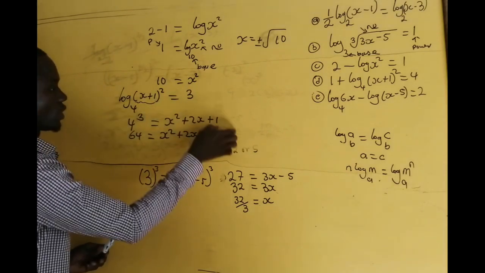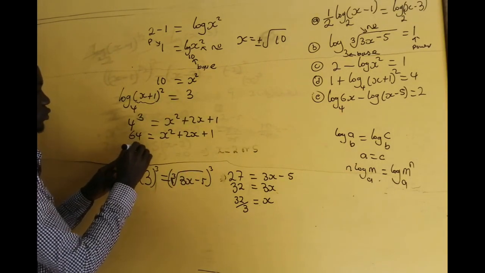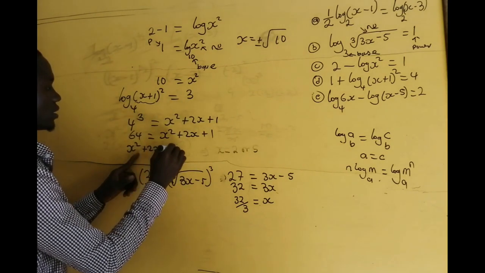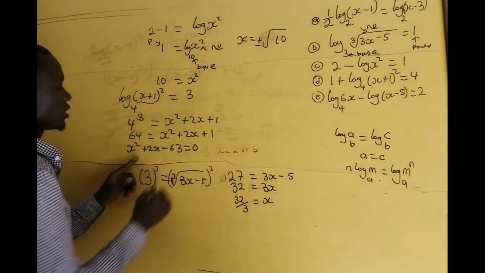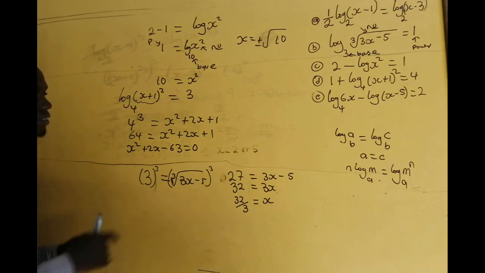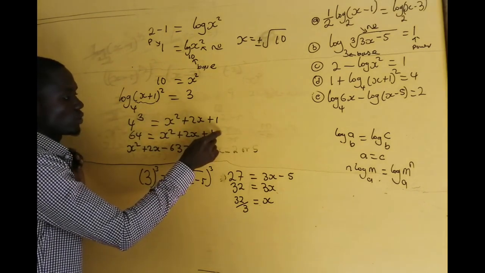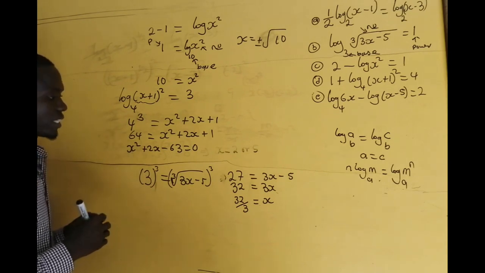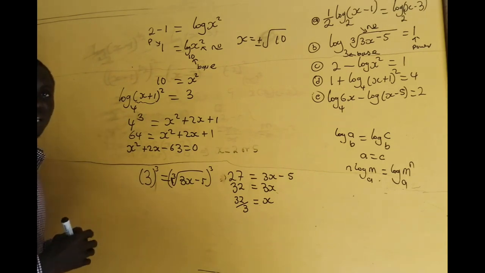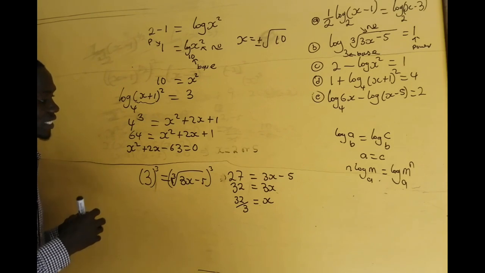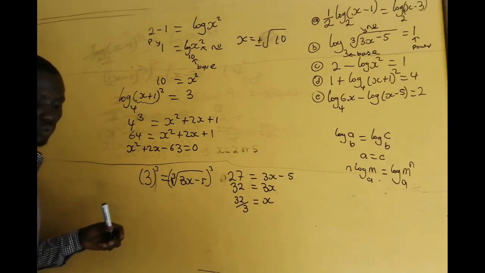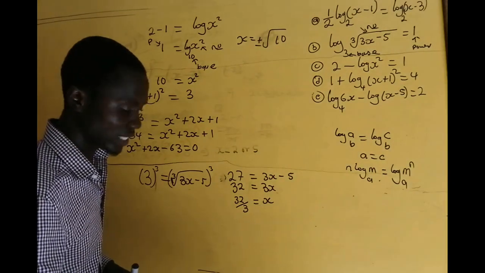And if we send this one here, we are going to get x squared plus 2x minus 63 equal to 0. That is very great. We take 64 to this side, we subtract it from 1 and get minus 63. So this is a quadratic equation. So we can use the formula or we can factorize. Can we factorize this? Factors of 63, that is 9 times 7. So we can factorize. So let's factorize.